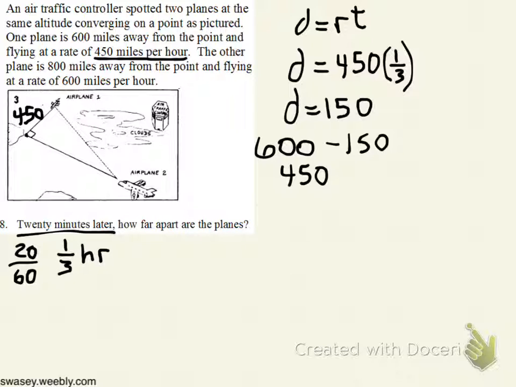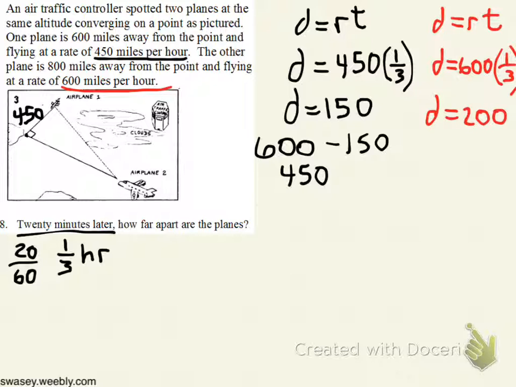Do the same thing for this next part. The second plane is traveling at 600 miles per hour. So distance equals rate times time. Distance equals 600 times 1/3. And so we get 200. So this one's traveled 200 miles, so 800 minus 200. So now that plane's 600 miles away from that point of convergence.